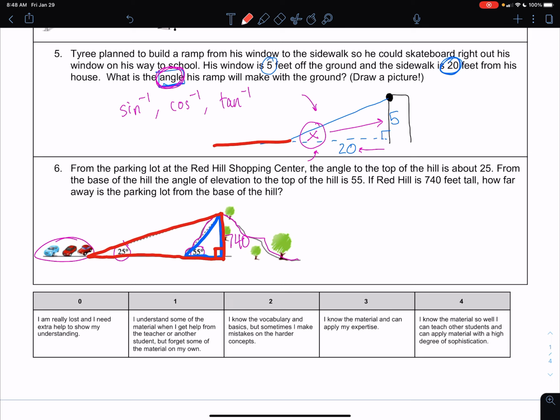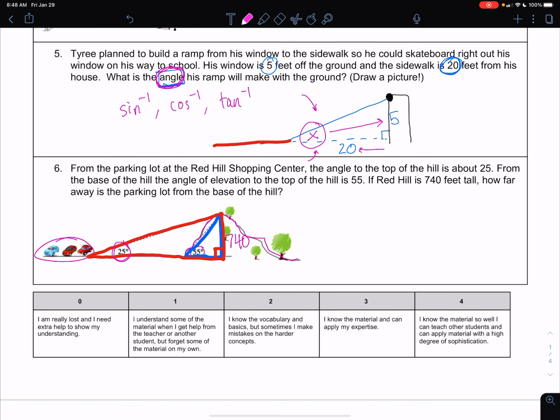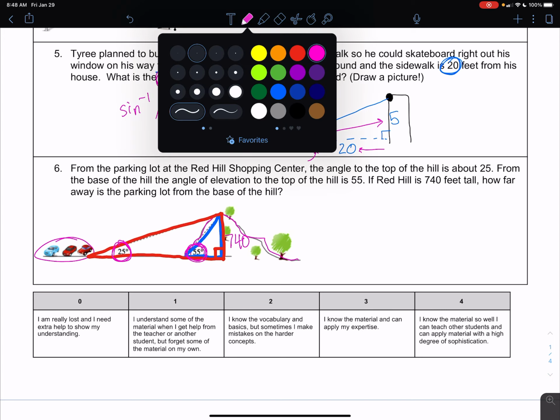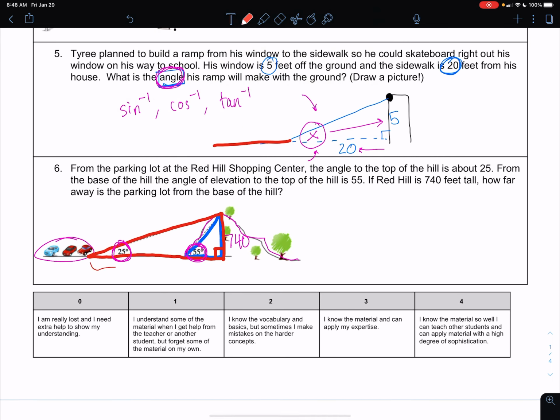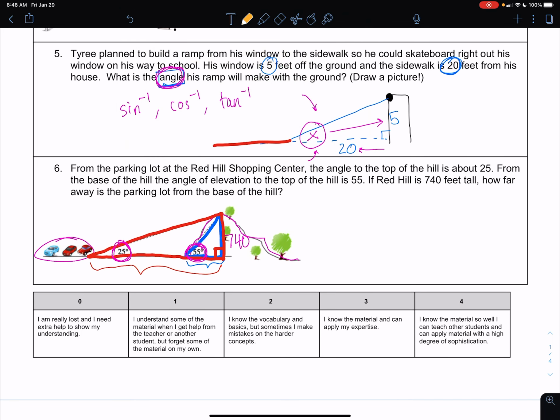So basically what you want to do is use that 740 and both of the angles, right? You'll use 25 once and 55 once. When you use 25, that's going to help you figure out this distance right here, the red distance. And when you use 55, that's going to help you find the blue distance. You need to find both of those distances, but what you ultimately want to find is the base of the hill to the parking lot, and that's only this orange distance here.